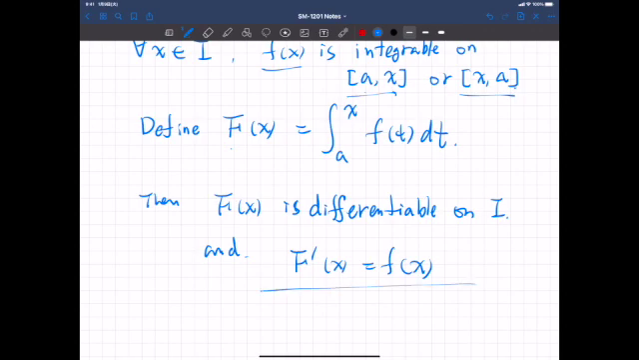Okay, so this is called the fundamental theorem of calculus, and this connects differentiation with integration. More specifically, you can see the operation of integration is an inverse operation of differentiation. Right? If you integrate this function, then you get this function, and if you differentiate this function, you get the original function back. So differentiation and integration, they are inverse operations of each other.